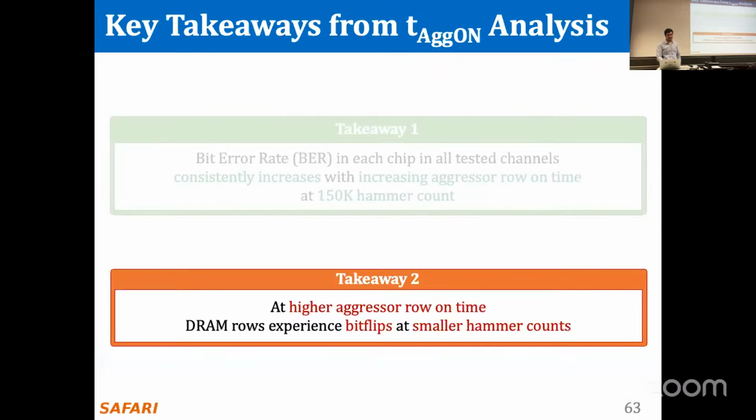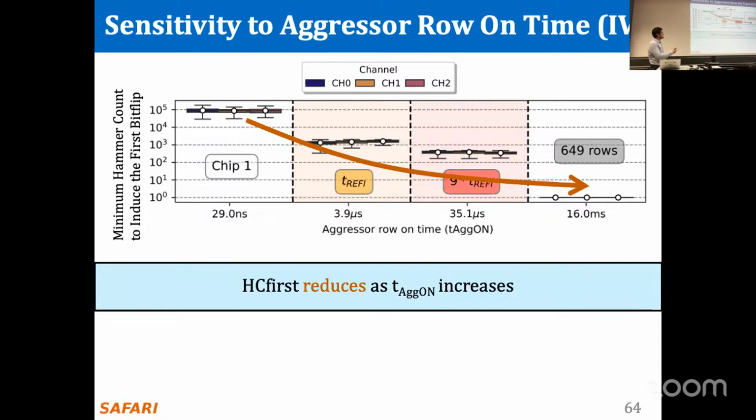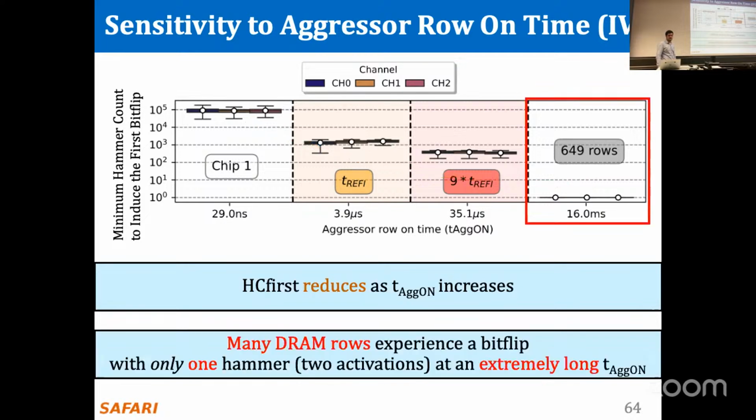The second takeaway is another expected observation, I would say. As you increase row on time, the hammer count you need to induce the first bit flip reduces. And we also see that with one hammer, in our case that's 2 activations, many DRAM rows experience bit flips if you keep the row open for long enough. Again, exceeding the refresh window.